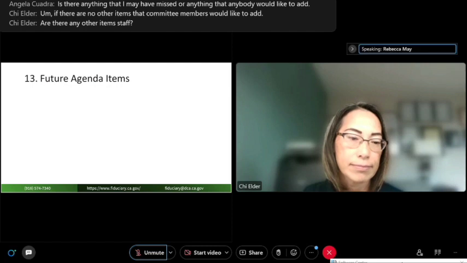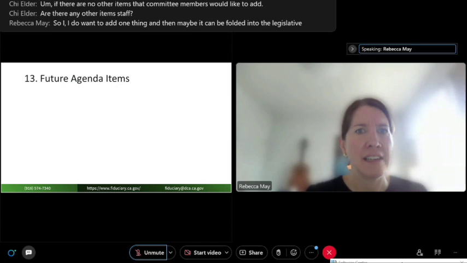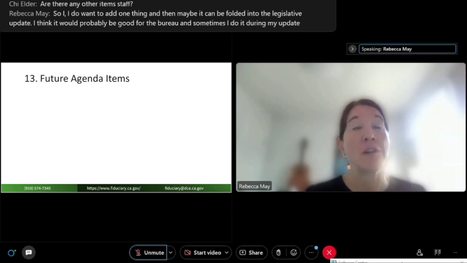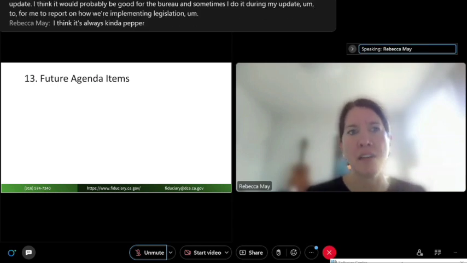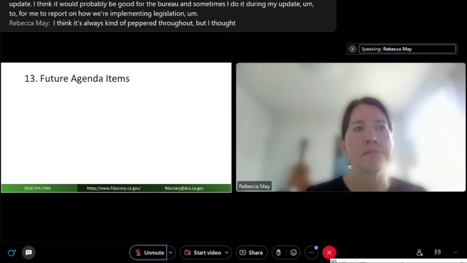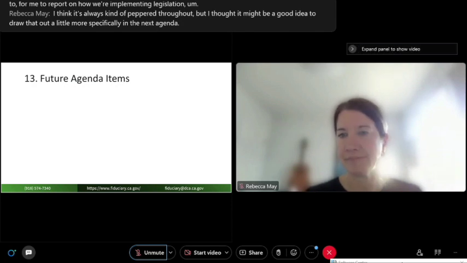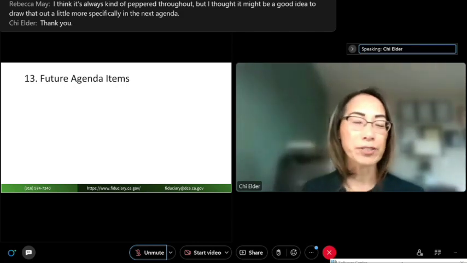I do want to add one thing, and maybe it can be folded into the legislative update. I think it would be good for the Bureau, and sometimes I do it during my update, for me to report on how we're implementing legislation. It's always kind of peppered throughout, but I thought it might be a good idea to draw that out a little more specifically in the next agenda. Thank you. Any other items from committee or staff?